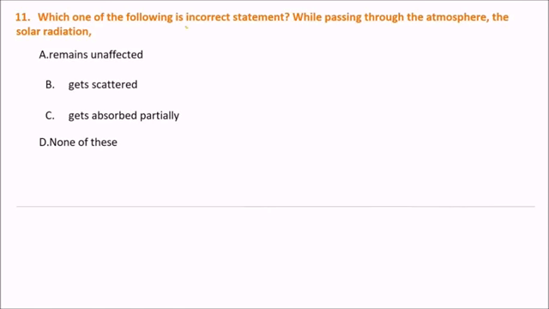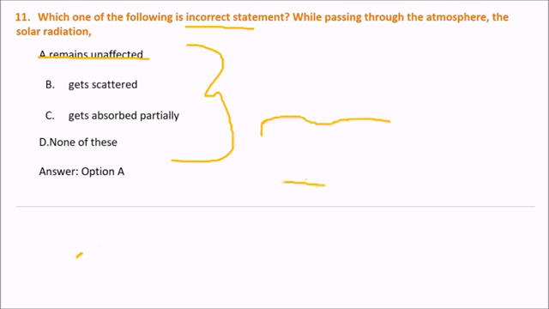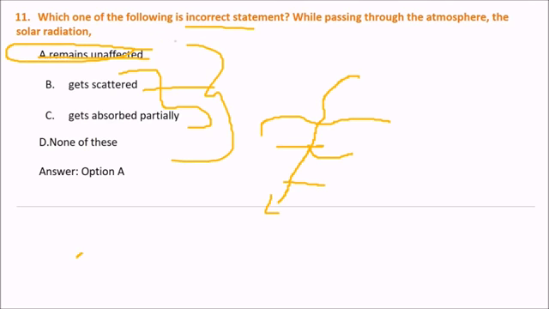So which one of the following is incorrect? While passing through the atmosphere, the solar radiation does what? The answer is A, remains unaffected. Solar radiation gets unaffected. Which one of the following is incorrect? Because what happens when there are various layers of atmosphere. We have first troposphere, then we have stratosphere, and all others. So when the solar radiation enters inside, it gets scattered, it gets partially absorbed. There are various things which happen. So if you say remains unaffected, that is false.